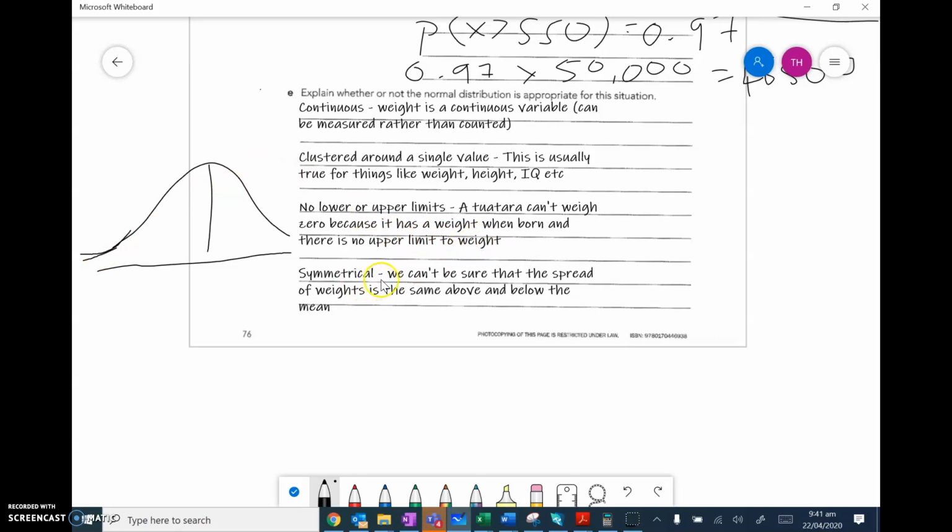And then finally, symmetrical. So we can't be sure that the spread of weights is the same above and below the mean for this case, but potentially we could assume it is. So overall, based on it definitely meeting these three and potentially meeting this one, we're going to say that normal distribution is appropriate.